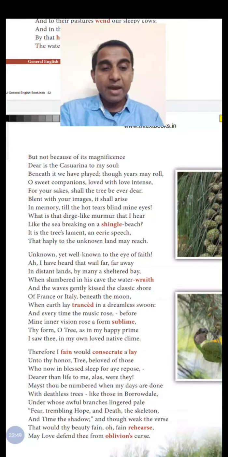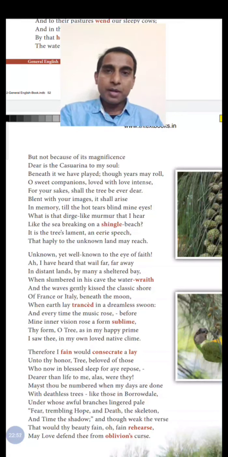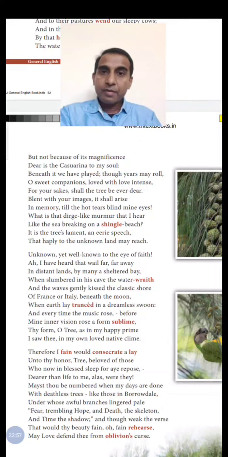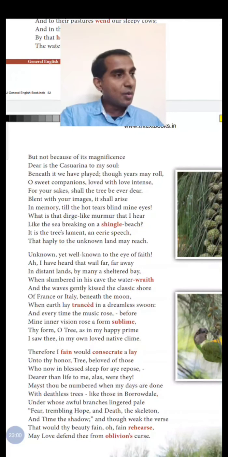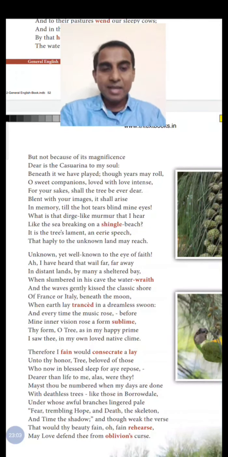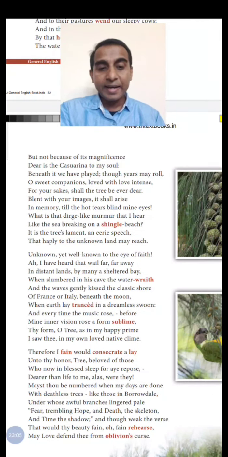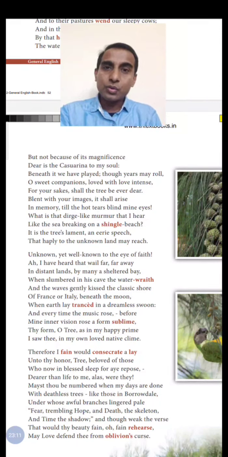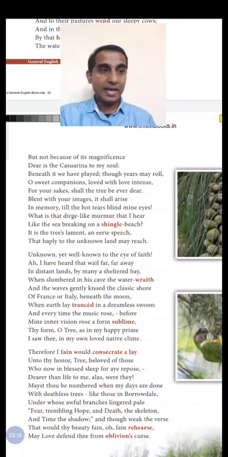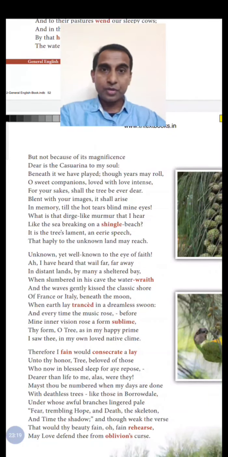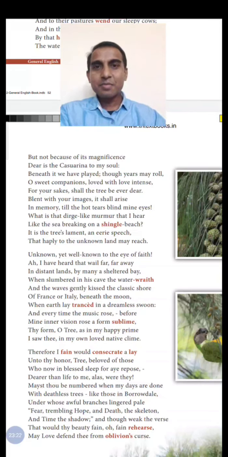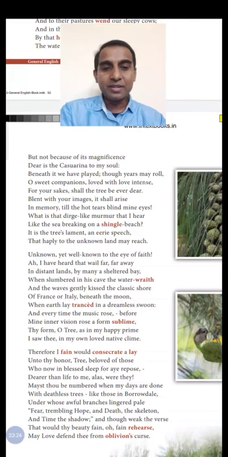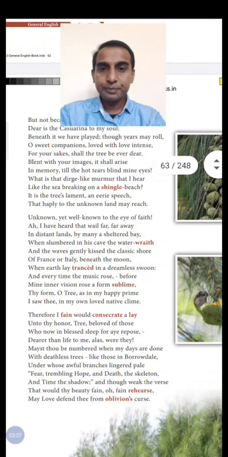When slumbered in his cave, the water wraith. Like how when somebody is sleeping in his cave, the water wraith. Even when I'm sleeping inside my house, like a ghost, the water comes and tells me that the tree is lamenting for you. And the waves gently kiss the classic shore of France or Italy beneath the moon. Even though I am in a house, in a cave in Italy or in France, I might stand there in a bay, on a seashore, but the waves which are coming and hitting come and tell me about the cry of the tree. That's what she tells in this poem.